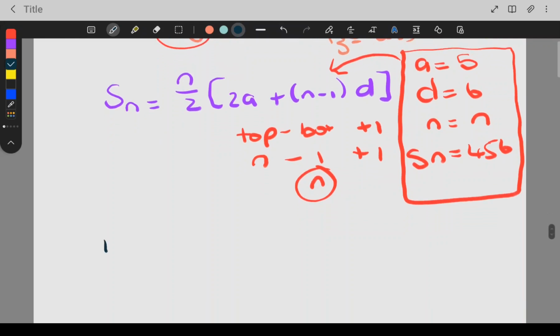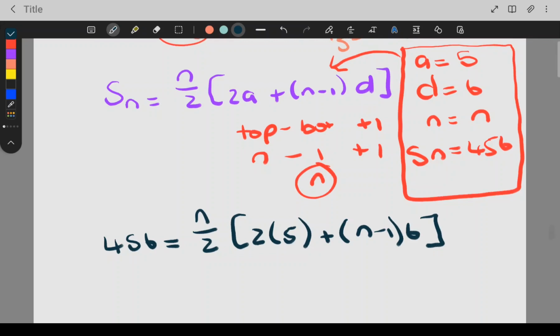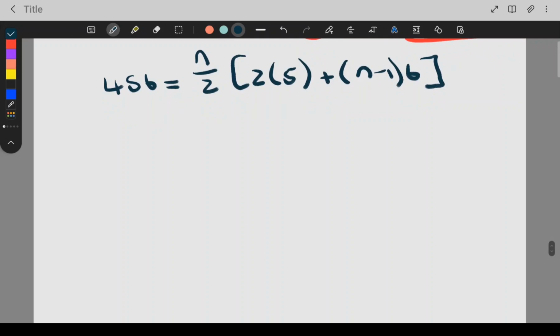So Sn is 456. Then N stays in. N over 2, 2 times A, where A is 5, plus N minus 1 stays in, and D is 6. Close bracket. Okay, and from here, leave number patterns. We're doing algebra now. Let's solve for n.